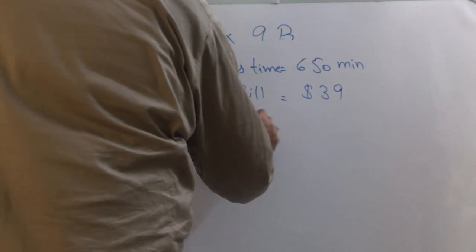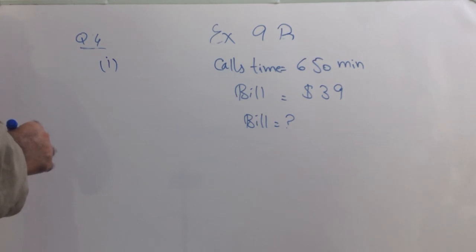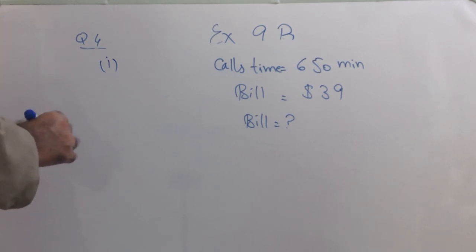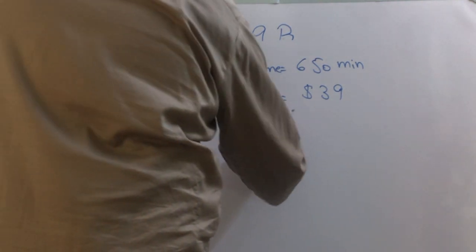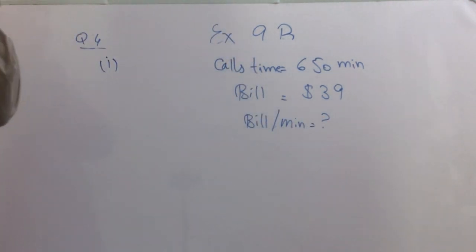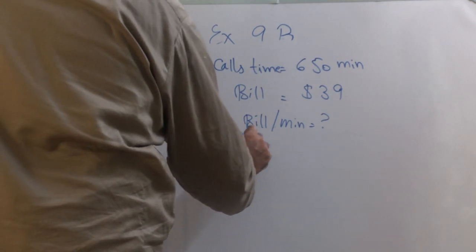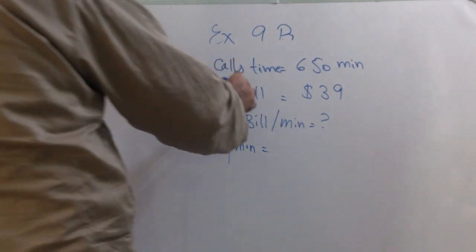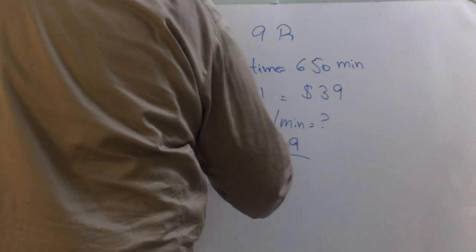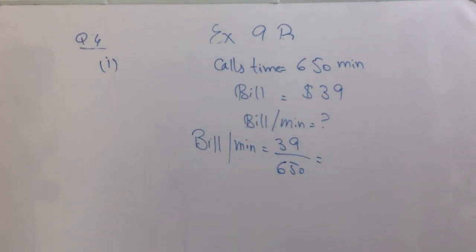We need to find the amount charged for each minute of outgoing calls. So we need to find the bill per minute, or the charges per minute, or the cost per minute. It's very simple. Bill per minute means bill divided by minutes. Bill is how much? 39. Minutes are how many? 650. So simply we will be using the calculator.